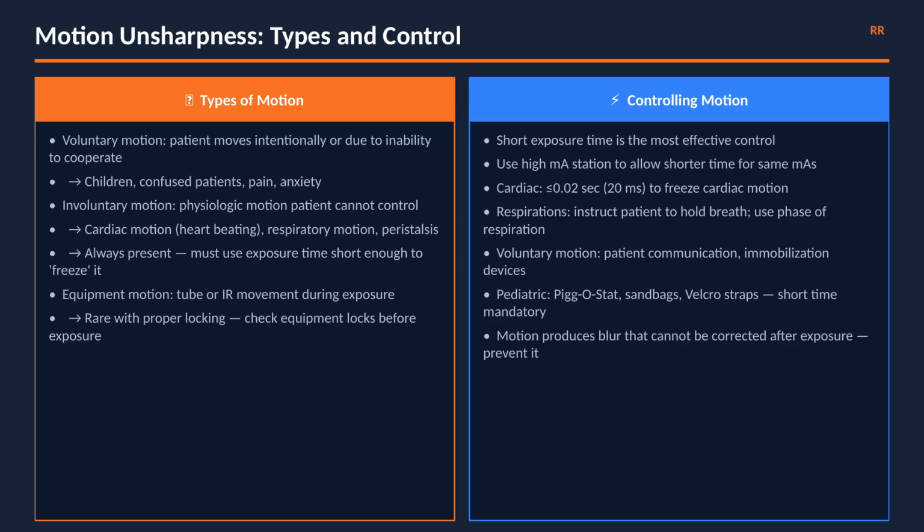For respiratory motion, instruct breath hold. Use the correct phase, typically full inspiration for chest. If the patient cannot hold a breath, catch the image at the natural pause between breaths. Use high MA and short time, not low MA and long time. Same MAS, far less motion blur with high MA and short time combination.